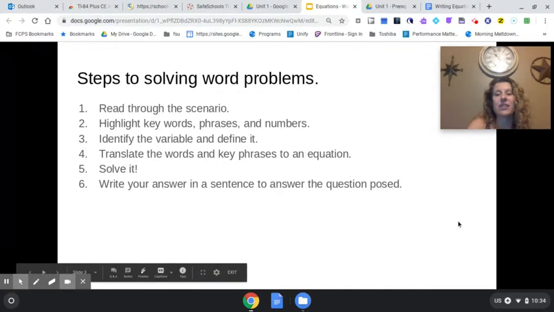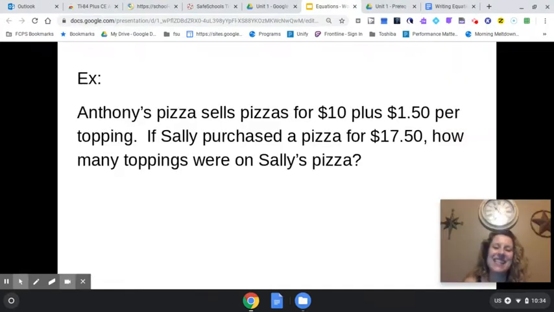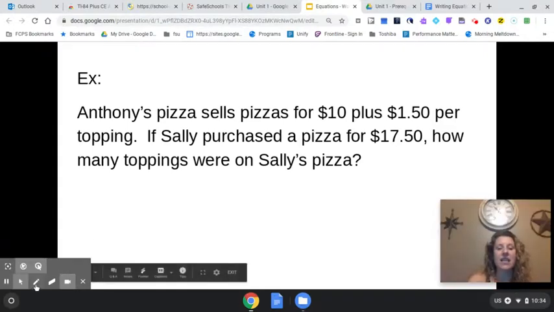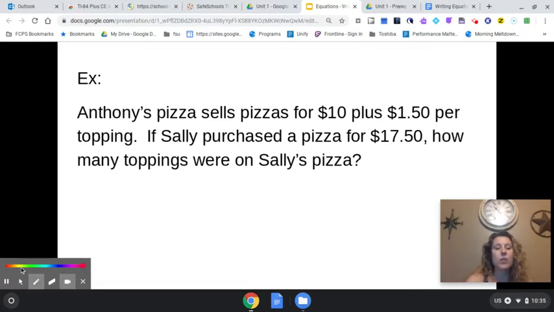Okay, so let's take a look at our first example. Anthony's Pizza sells pizzas for $10 plus $1.50 per topping. If Sally purchased a pizza for $17.50, how many toppings were on Sally's pizza? Okay, so first of all, let's highlight any keywords or phrases that are used so that we can then translate them a little bit easier later.